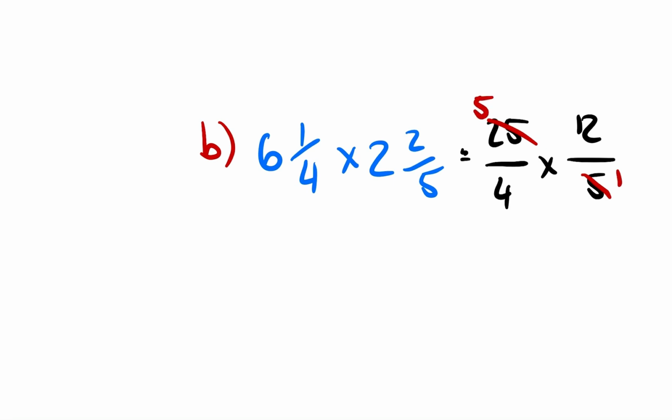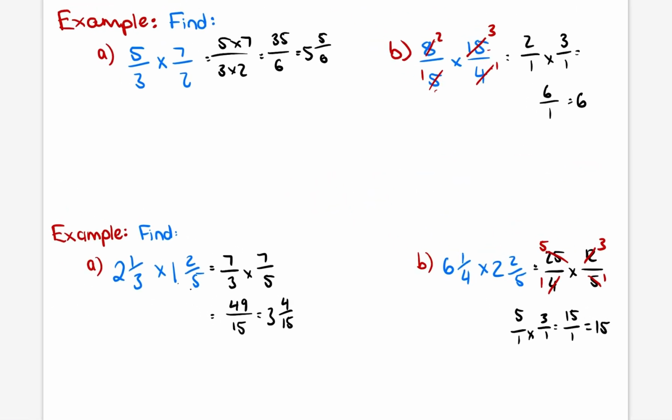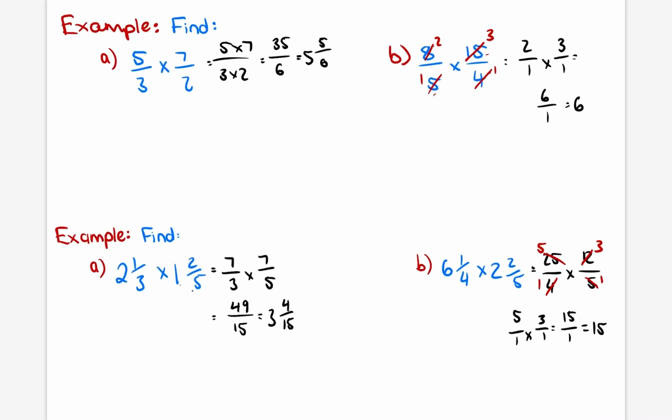And then I'm also going to go the other way and divide by 4. 1, and then that's going to give me 3. So now I've got 5 over 1 times 3 over 1. So 5 times 3 is 15, and then 1 times 1 is 1. So then we end up with 15, a nice whole number. And that is how we multiply fractions.